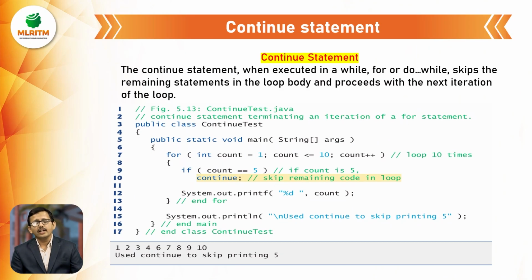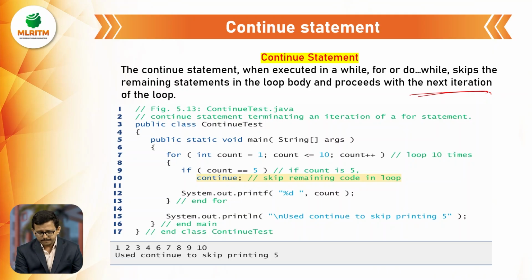Next, we have the continue statement. This is also one of the important things, which has a really good advantage. Let us see what that is. The continue statement, when executed in a while or do-while, skips the remaining statements in the loop body and proceeds with the next iteration of the loop. It is not going to come out of the loop. Unlike break, which comes out of the loop, continue is used not to come out of the loop but just to skip one iteration. Let us see how it works, and after that I will give you a real-time example of that.